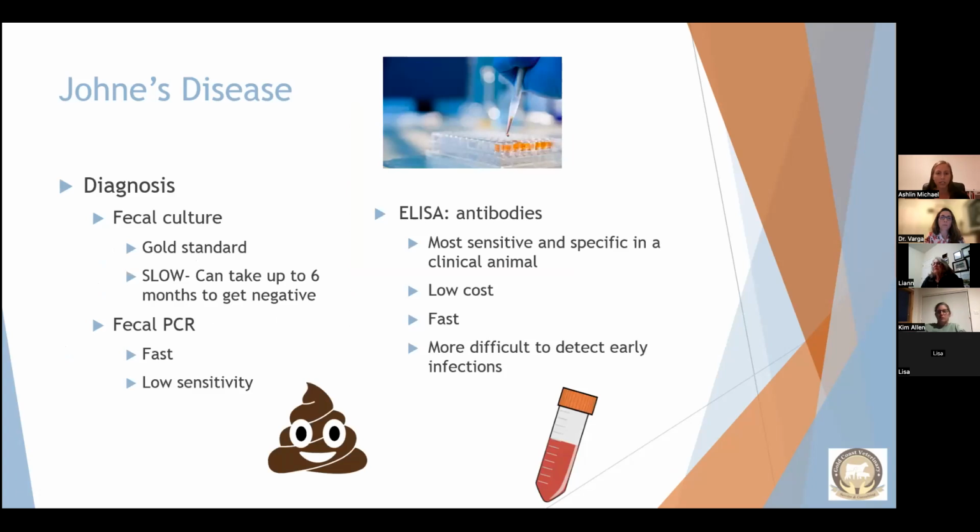To diagnose Johne's disease, the gold standard is fecal culture. However, it is very slow and can take up to 6 months to get a true negative. There are fecal PCRs, which are faster, but have a lower sensitivity, so might not catch that positive disease. There is also an ELISA test which tests for antibodies. This is the most sensitive and specific in a clinical animal. It is low cost and fast, but sometimes can be more difficult to detect those early infections.